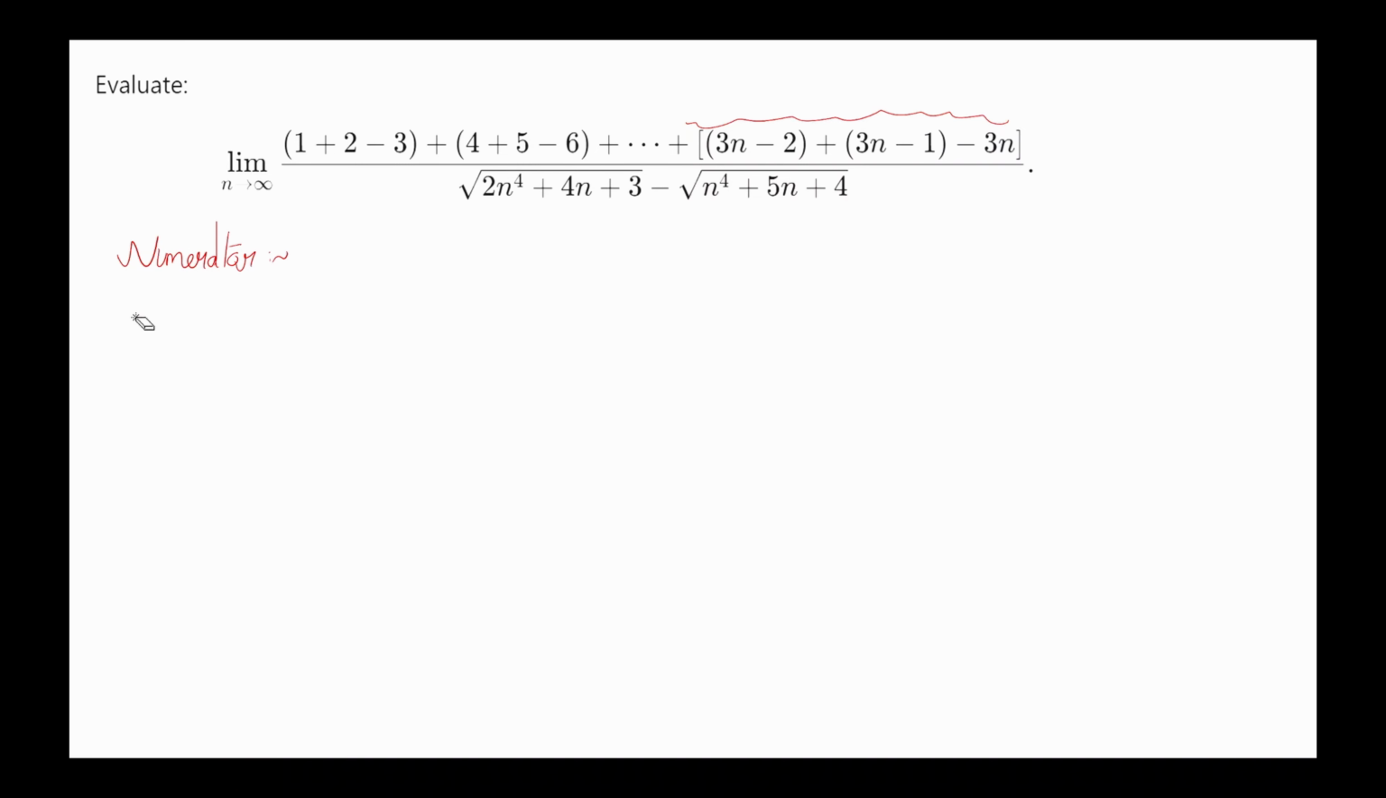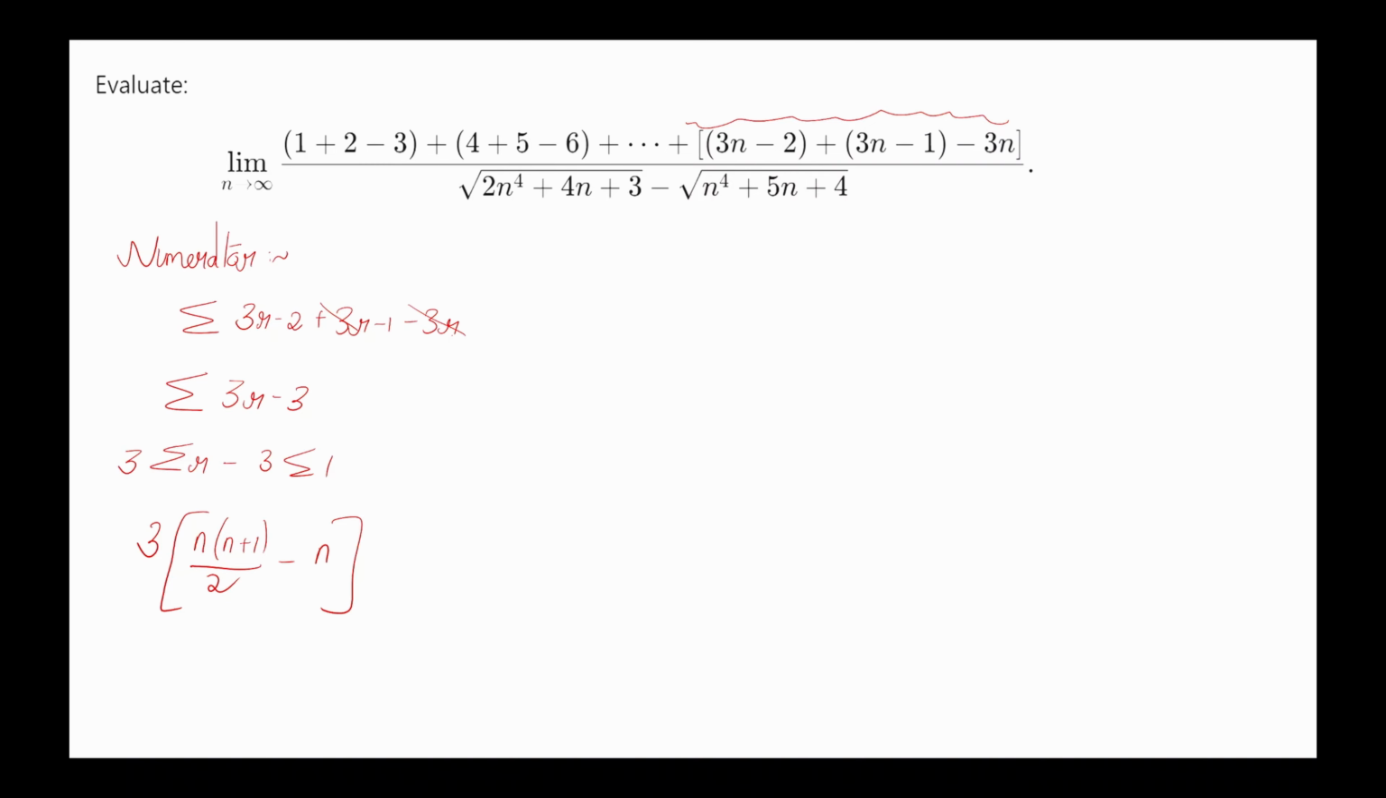I have basically summation of 3r minus 2 plus 3r minus 1 minus 3r. So from here 3r would get cancelled out. I basically have summation of 3r minus 3. So from here I can take 3 to be common. So this would go outside. I would have summation r minus 3 times of summation of 1. So if I write down this summation simply in my n format, what is my sum of n natural numbers? It is basically 3 n into n plus 1 by 2 minus I would have an n here as well. So this is what my numerator is basically transforming into.